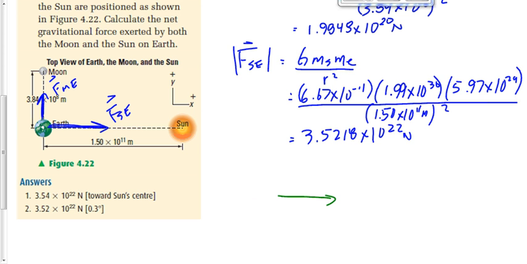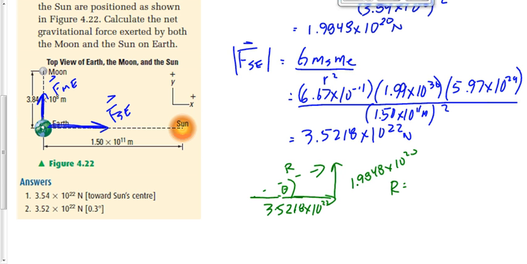1.9848. The horizontal force is going to be 3.5218 times 10 to the 22. And the vertical force, the force of the moon on the Earth, is going to be 1.9848 times 10 to the 20. And we're going to combine those to find the resultant vector and the angle. The resultant vector is going to be found by the Pythagorean theorem, and the angle is going to be found by the inverse tan function of opposite over adjacent.